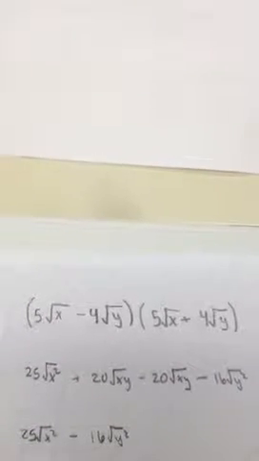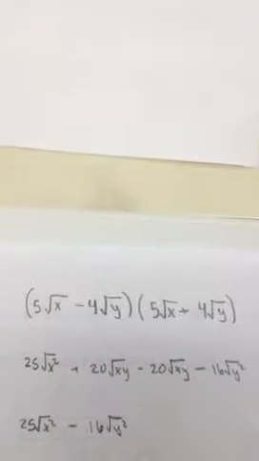So what we get when we multiply 5 times the square root of x times 5 times the square root of x is 25 times the square root of x squared. Now we can multiply those x squares because the index is the same.